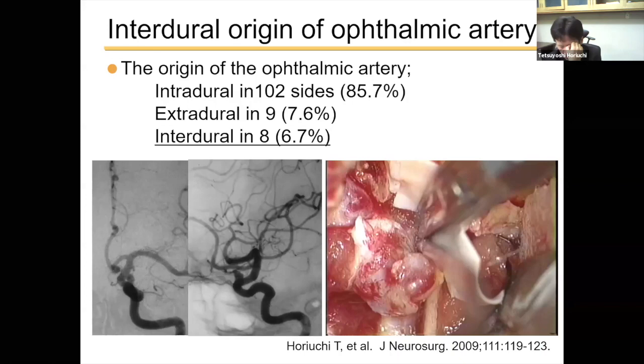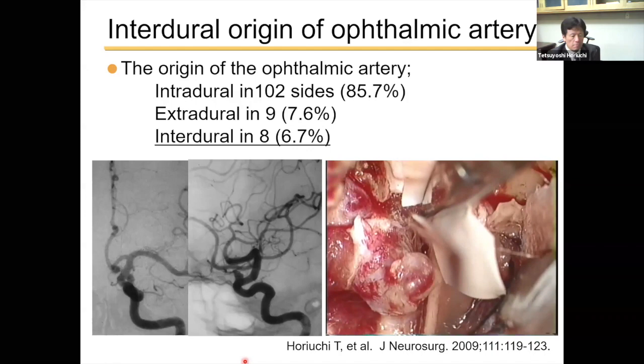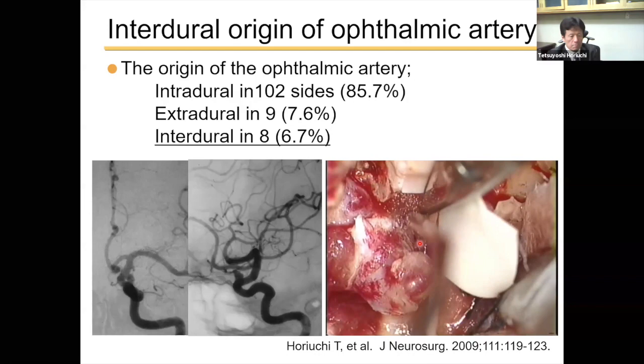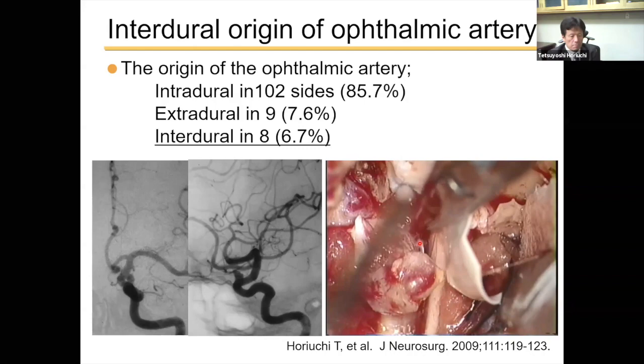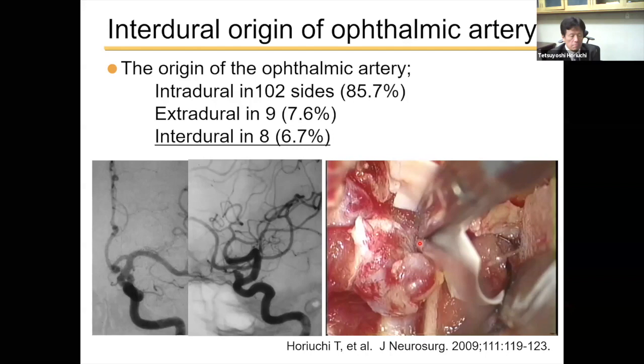I will show one case of intradural origin of the ophthalmic artery. This is a dorsal wall paraclinoid aneurysm. You can see the left dorsal aneurysm here, the left optic nerve is here, and the internal carotid artery is here. This is the distal dural ring. Dural ring dissection will cause ophthalmic artery injury due to the intradural location of the ophthalmic artery.